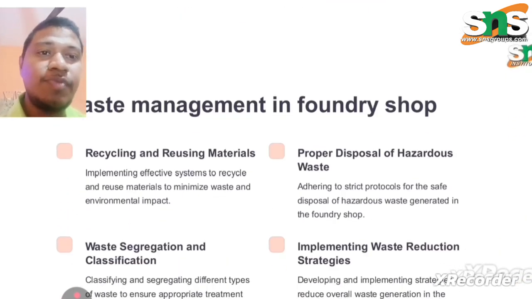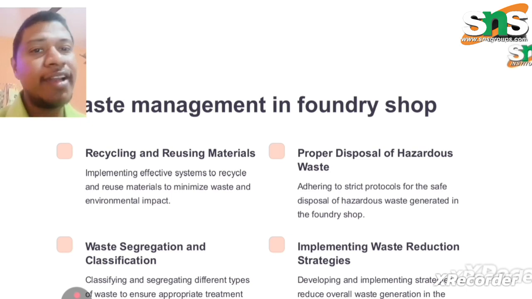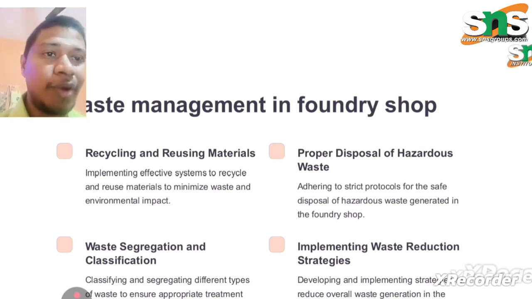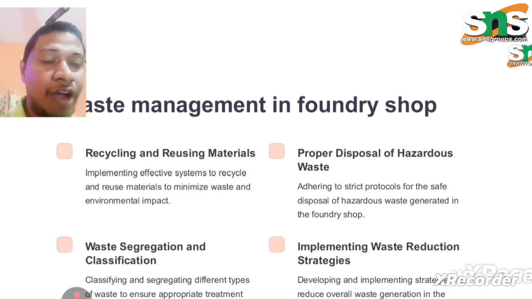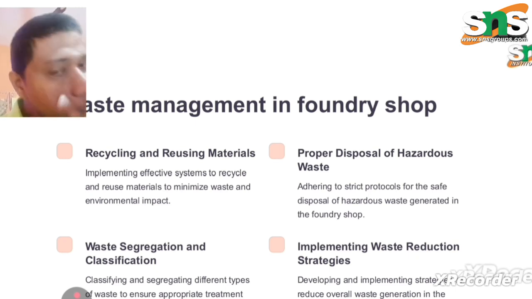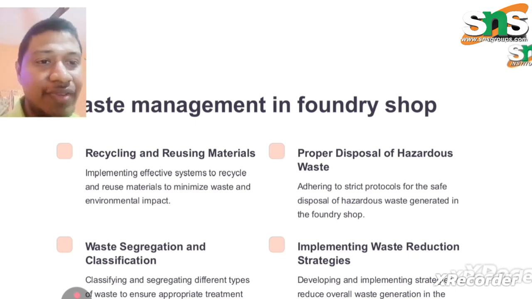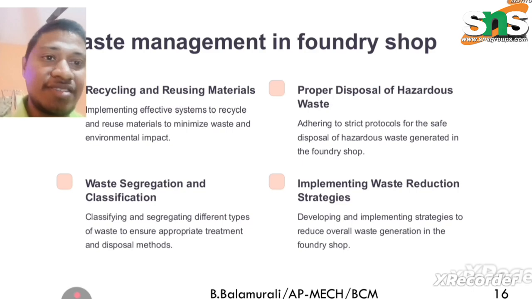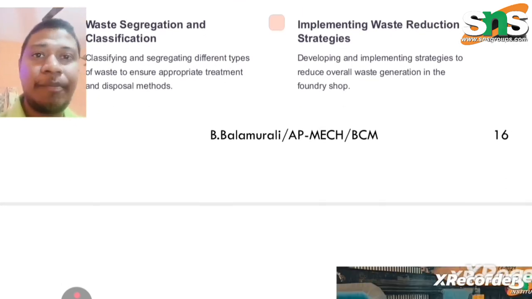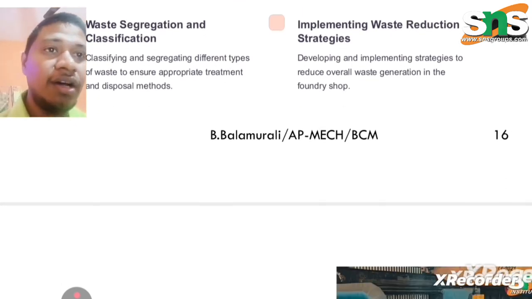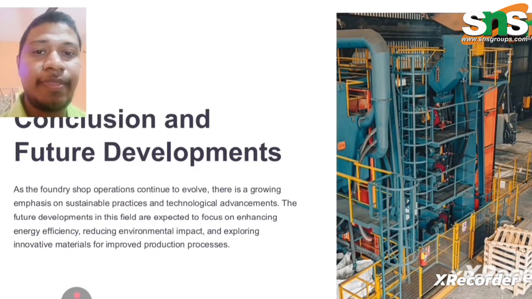Waste management in foundry shops is very important: recycling and reusing of materials, and proper disposal of hazardous waste, such as the sand used after the molding process. It can be reused several times. After that, it should be disposed of in a proper way. Waste segregation, classification, and the implementation of waste reduction strategies. Of course, every company follows these waste reduction strategies.